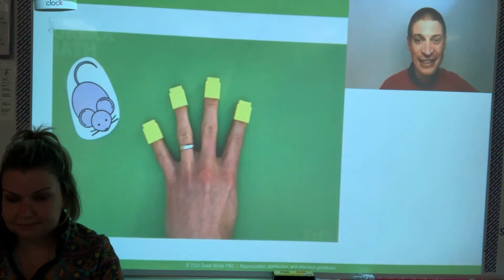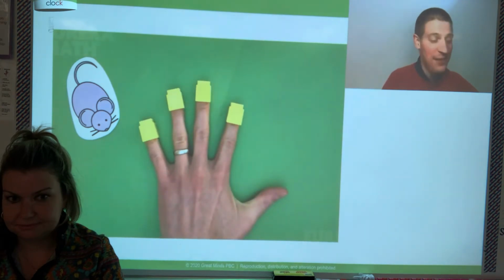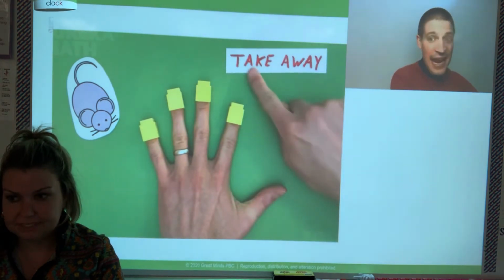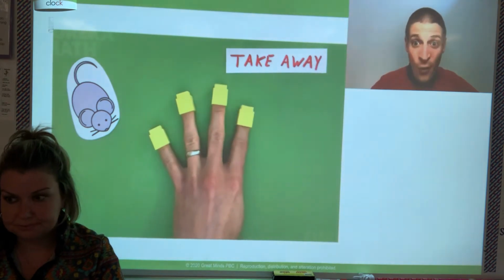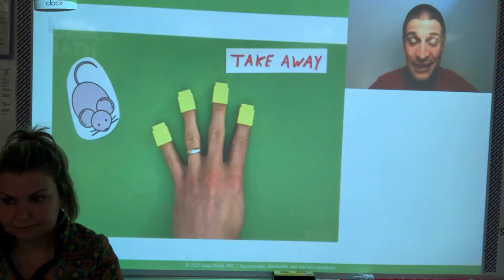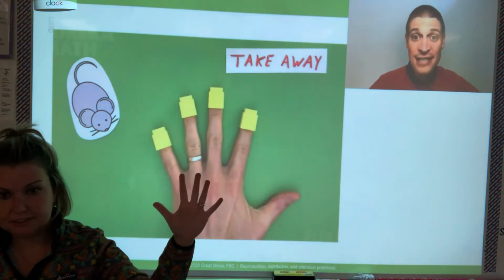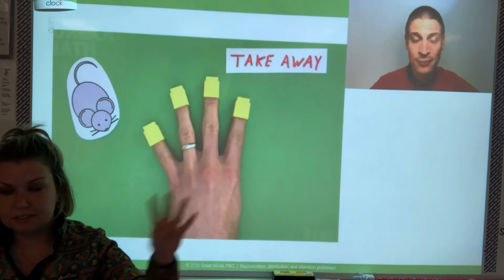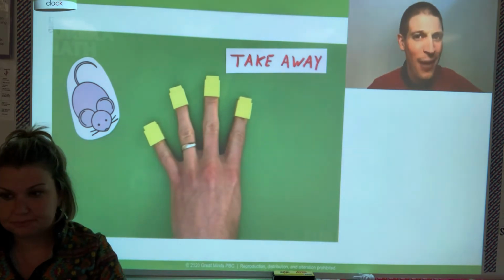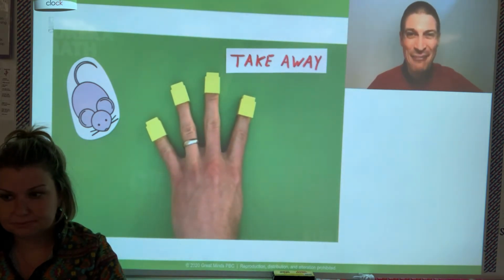Watch carefully. 5. Take away 1 is 4. Do that with me. 5. Take away 1 is 4. Make sure you put your thumb away and make sure your fingers look like mine.